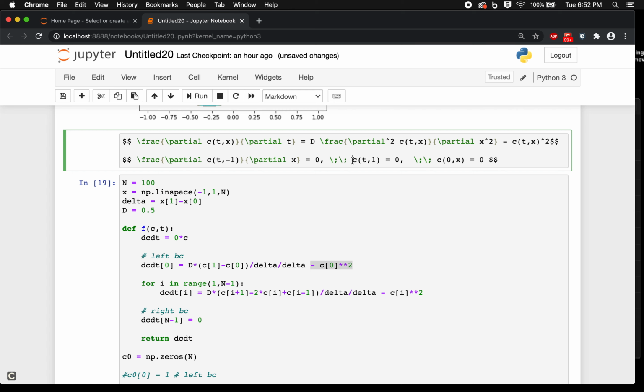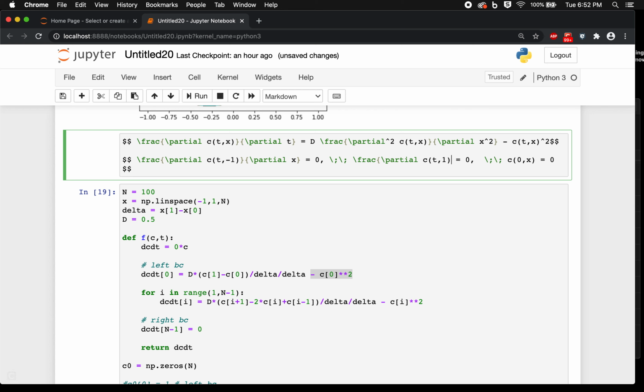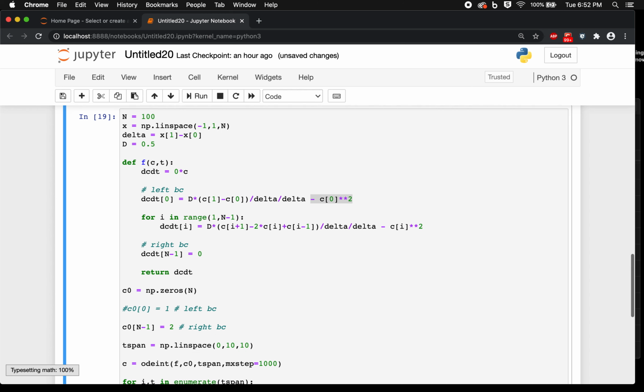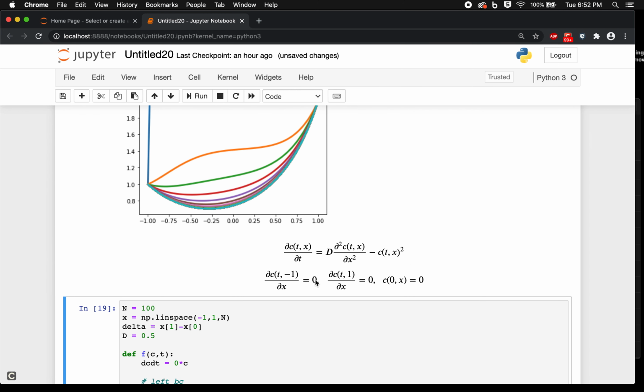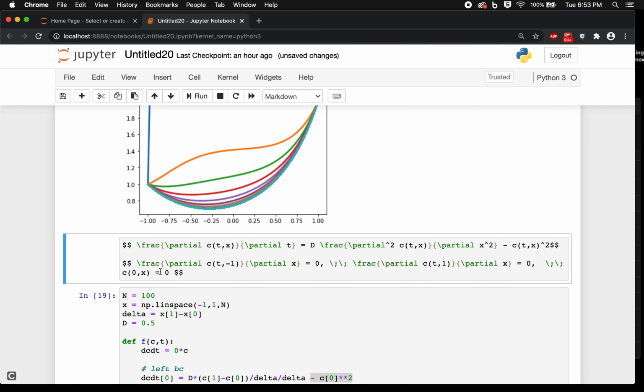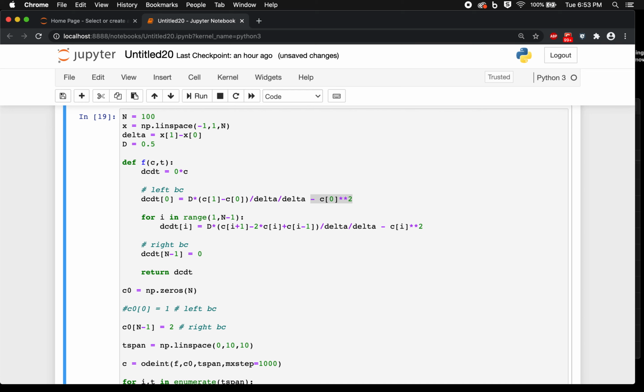So I do 0, I do frac, let's do partial here, and then partial of x. And to make this a reasonable solution, so if it's 0 everywhere, it's going to be 0. So let's make the initial condition 2. So we're going to solve this equation.